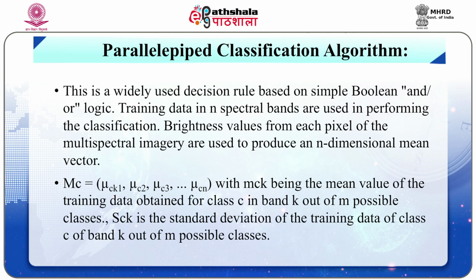Now we will discuss the parallelepiped classification algorithm. This is a widely used decision rule based on simple Boolean and/or logic. Training data in n spectral bands are used in performing the classification. Brightness values from each pixel of the multispectral imagery are used to produce an n-dimensional mean vector, Mc = (mu c1, mu c2, mu c3, up to mu cn), with mu ck being the mean value of the training data obtained for class c in band k out of m possible classes. Sck is the standard deviation of the training data of class c and band k out of m possible classes.